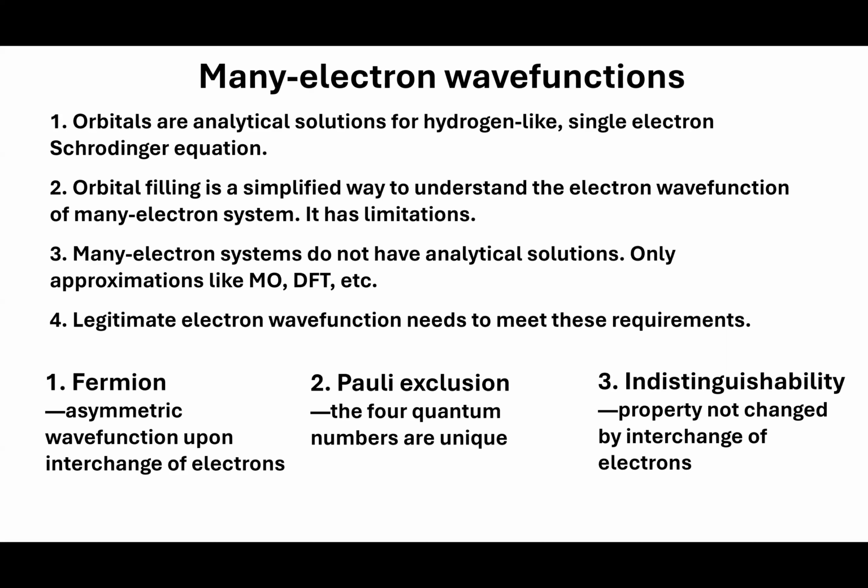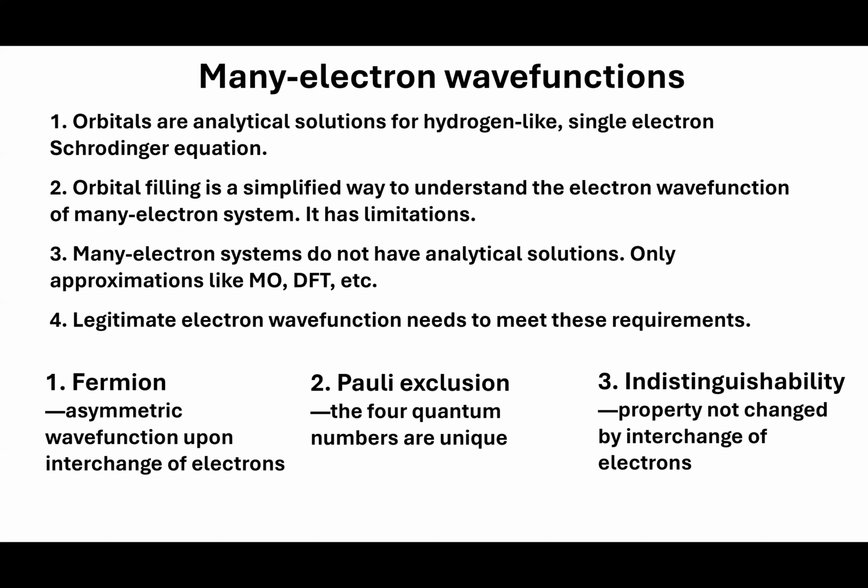First of all, electrons have to be fermions. That means when you have a many-electron wave function, this wave function needs to be antisymmetric, which means it should change sign if you interchange the positions of two electrons. That's minimum requirement 1.